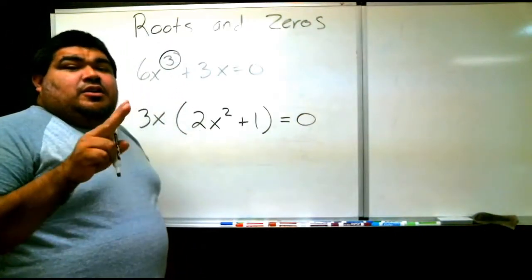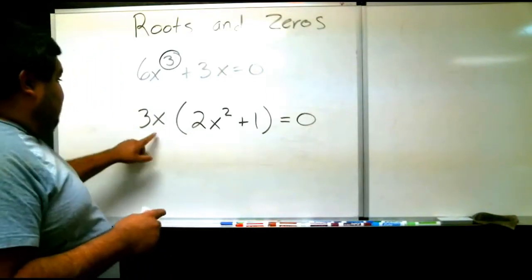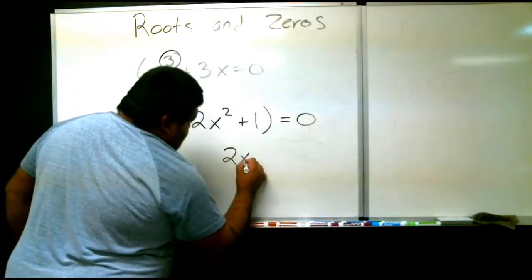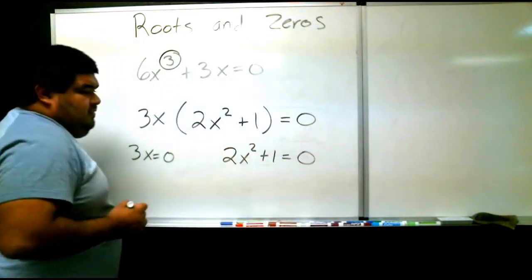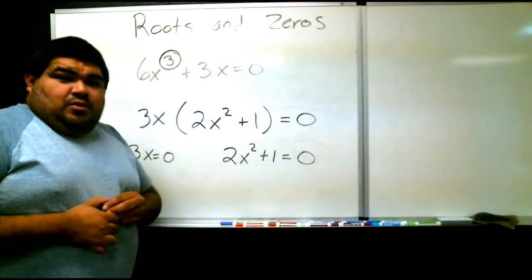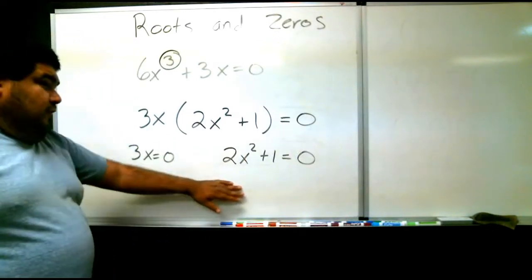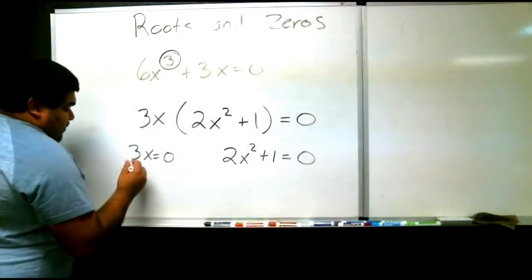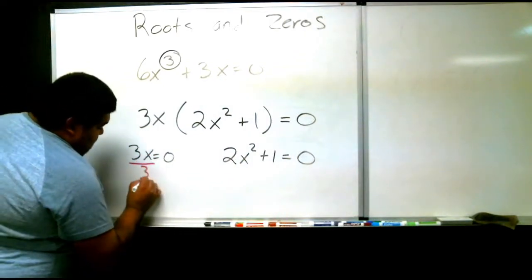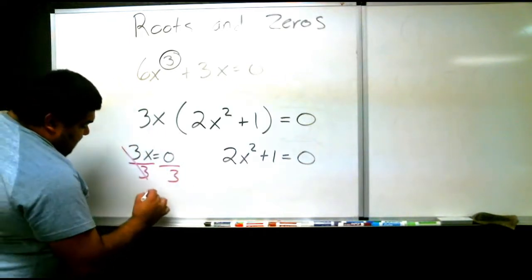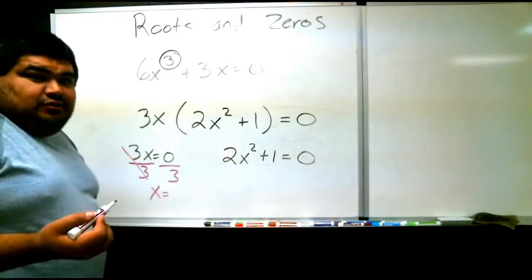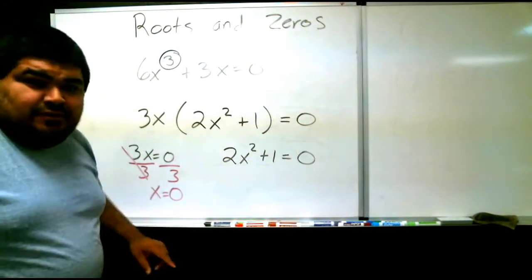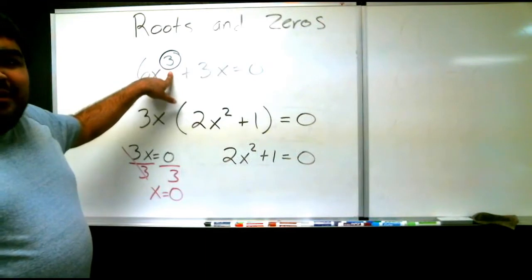Now that you have that, you have 2 different problems. You have a 3x that equals 0, and then you also have 2x squared plus 1 equals 0. When that happens, all you have to do is solve for the variable, in this case x. So we're gonna divide by 3 to leave x alone on both sides. So 3 cancels out. So x equals 3 into 0, which is 0. So we have one answer. X equals 0. But remember, we have 3 possibilities.